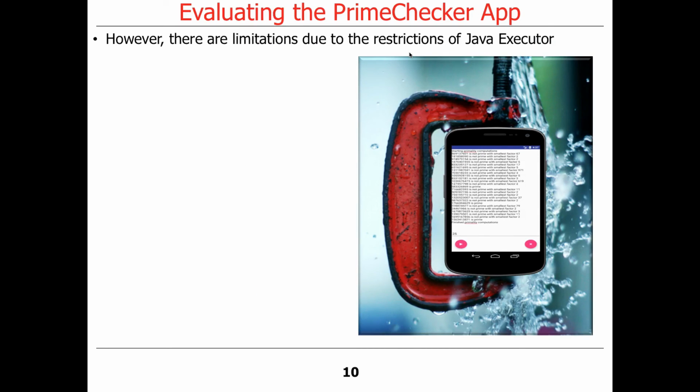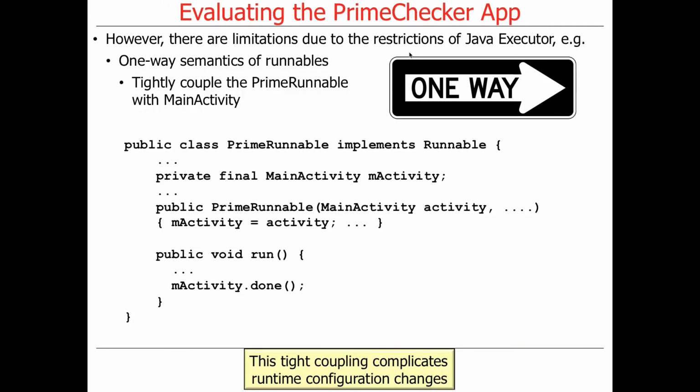Sadly, however, there aren't many other benefits of using the executor interface, because it's sort of very lame and limited. It restricts things overly much. That's my icon of restricting and compacting the application. So one of the problems here is that the runnables have one-way semantics. And one of the consequences of the fact that they're one-way is we end up overly coupling the prime runnable with the main activity. So you can see here that we had to pass the activity here into the prime runnable. Why is that a problem, you ask?